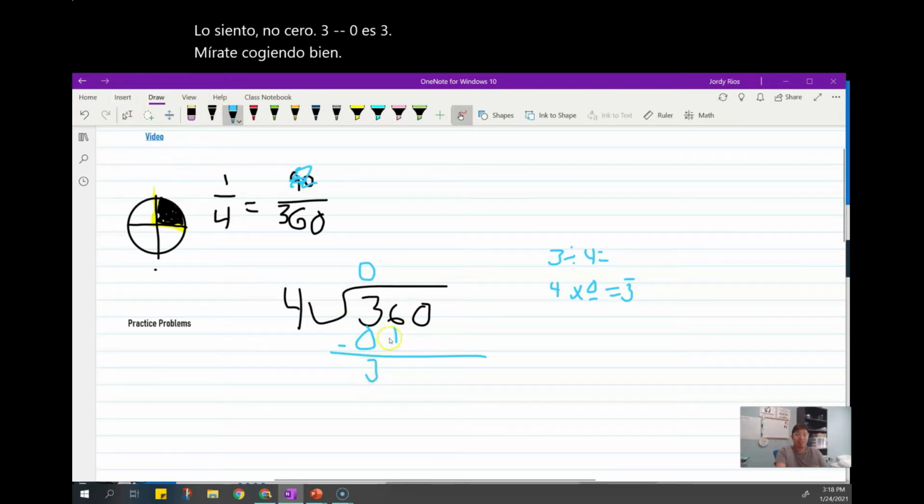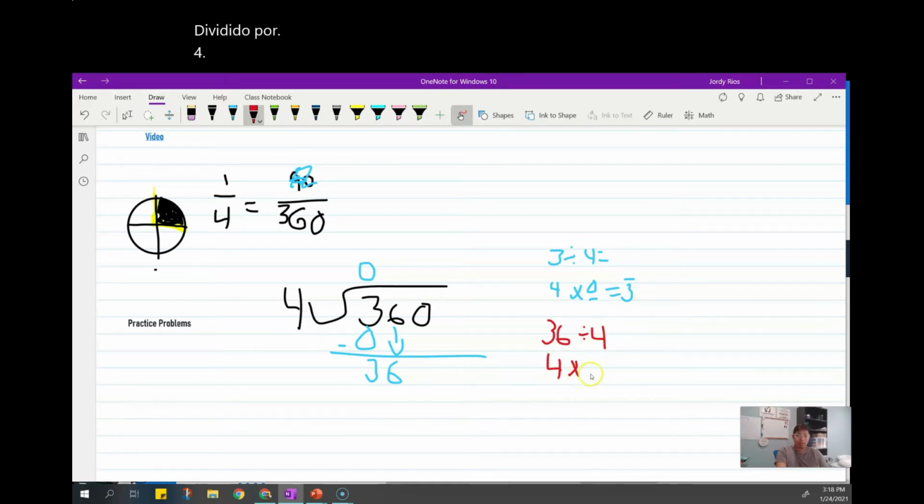Okay, now I bring down my next number. Okay, 36. So now I'm dealing with 36. 36 divided by 4, or 4 times what will equal 36?